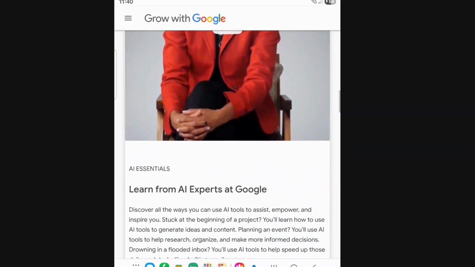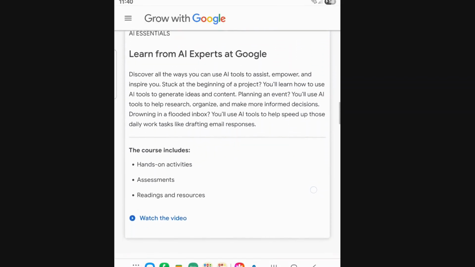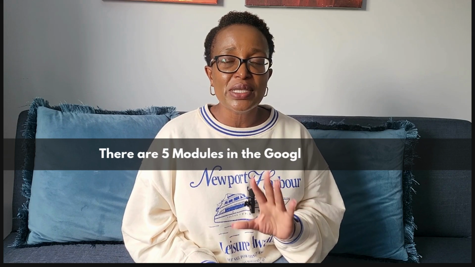Let's go. So the thing I liked about this course is that it's delivered by the people who are working behind the scenes at Google. So you get a feel for what their day-to-day life is and some of the efforts they've put into the Google AI tools. And so I thought this was such a great idea. Anyway, we're going to be looking firstly at a high level of what's in each module. So there are 5 modules in the Google AI Essentials course.